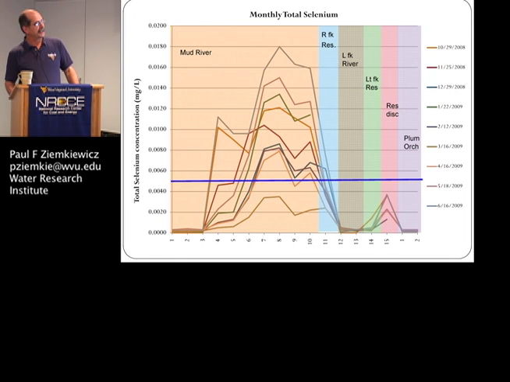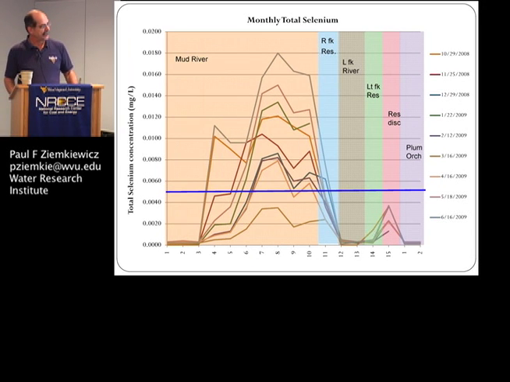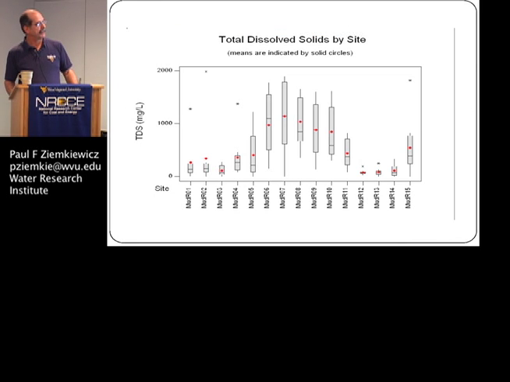And in the left fork, on the other hand, the site that is fed by the left fork of the Mud River, there's very little selenium, and there's very little selenium actually in the left fork of the river itself. The reservoir discharge bounces up, but it's still below 5 micrograms per liter, and it's generally around 3 to 4 micrograms per liter. And then Plum Orchard Lake has almost no selenium. So there's no question about it. The selenium here is coming from Pt1.